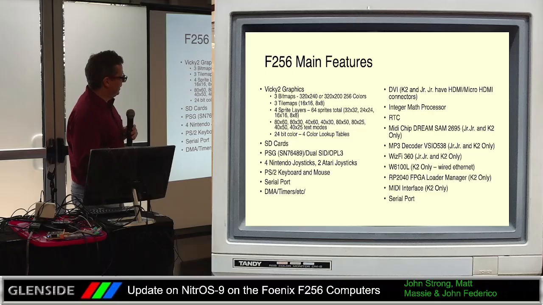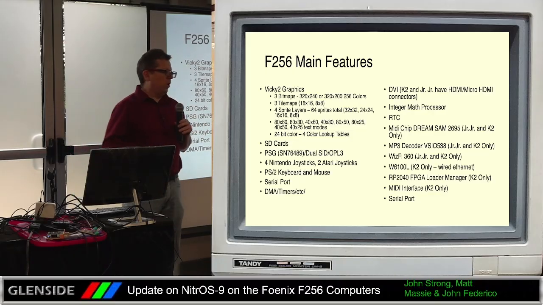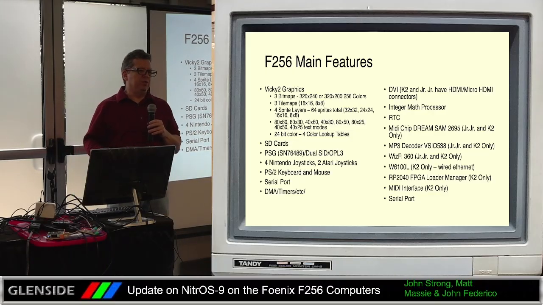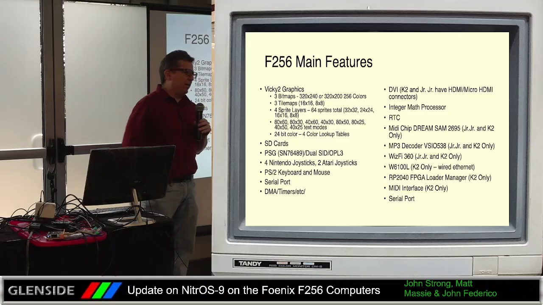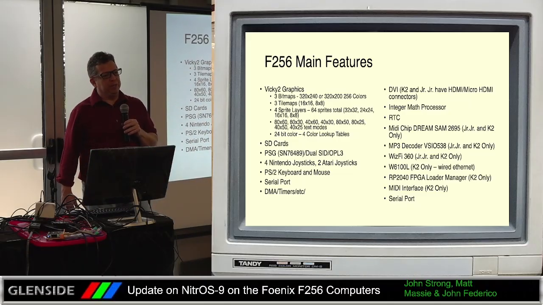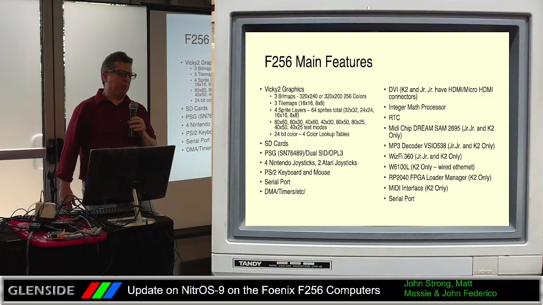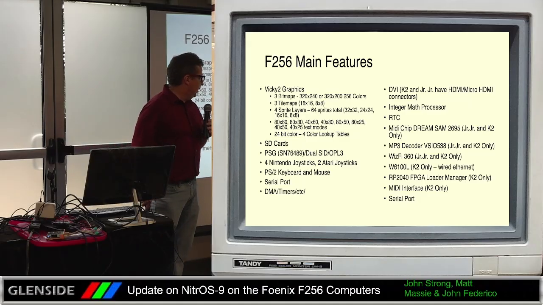You have a serial port. You've got DMA timers. All of them output DVI, so you can hook them up to a normal monitor. There are HDMI ports, but they're not HDMI. It's just the DVI signal coming out of the HDMI port. There's an integer math coprocessor built into the FPGA, so you can do 32-bit math really easily, which is nice.